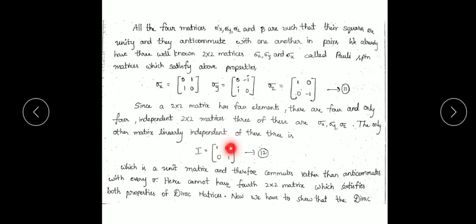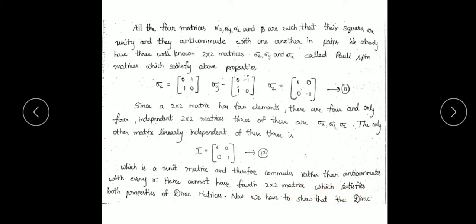So for these 3 matrices, the only linearly independent matrix is this, but it is not anti-commuting with them, it is commuting with them. So it is not following one of the important properties of Dirac matrices, that is the anti-commutation rule. Hence we cannot take these 4 as the Dirac matrices. So we can't take these as alpha x, alpha y, alpha z, and this as beta. So a 2 by 2 matrix cannot be these Dirac matrices. That is one important thing.